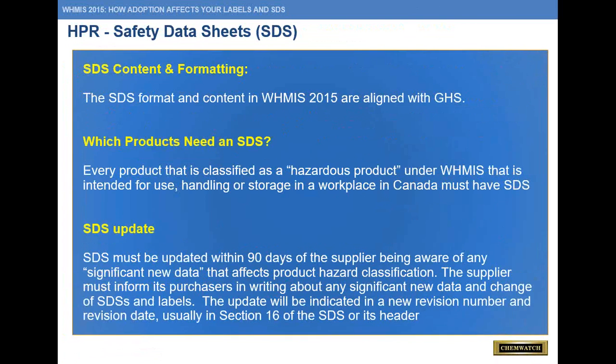So the SDS content and format. What's changed is the SDS format and content for WHMIS 2015 is now aligned with GHS. Which product will need an SDS? Every product that's classified as a hazardous product under WHMIS that's intended for use, handling, or storage in a workplace in Canada must have an SDS. Also, what's changed, we talked about this earlier, rather significant, is the SDS must be updated within 90 days of the supplier being aware of any significant new data that affects a product hazard classification. The supplier must inform its purchasers in writing about any new significant data and change of its SDS and labels. The update will be indicated in a new revision number and revision date, usually put in either Section 16 or the header of the SDS document.